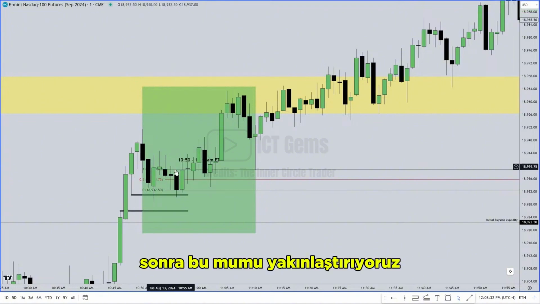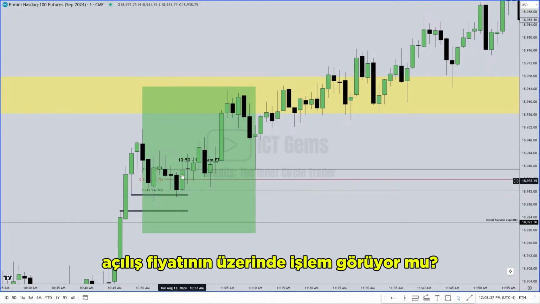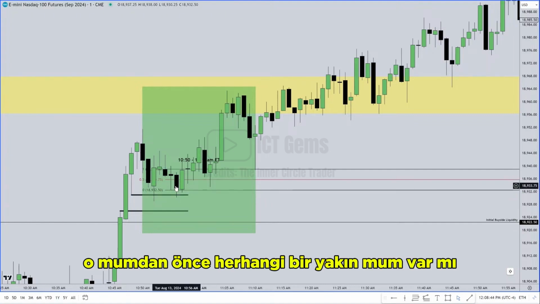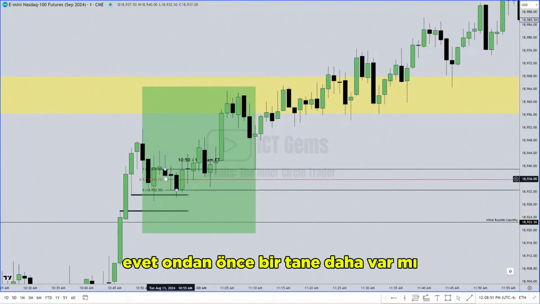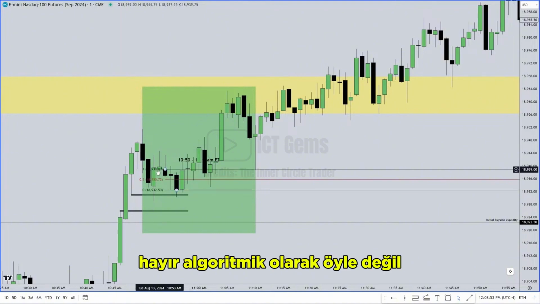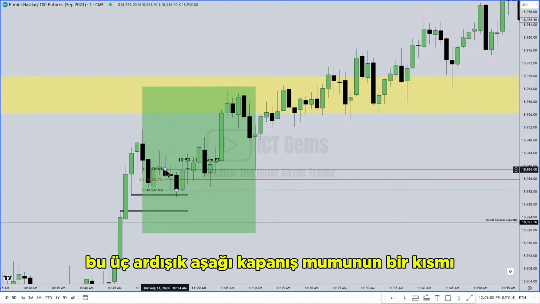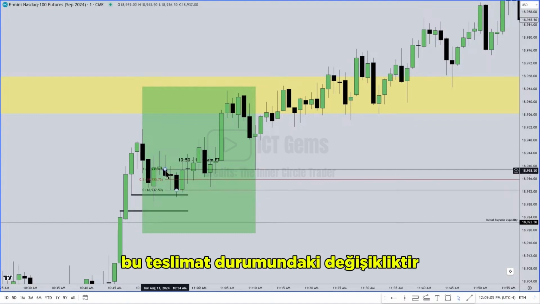Okay. Then we have this down close candle. Does it repel price after? It does. Does it trade above the opening price? Yes. That validates this down close candle as an order block. Is there any down close candles prior to that candle, immediately to the left of it? Yes. Is there one prior to that one? Yes. Is there one prior to that one? No. So algorithmically, the price is called to that opening price because it's the highest portion of these three consecutive down close candles, the opening. That's the price. That's the change in the state of delivery.